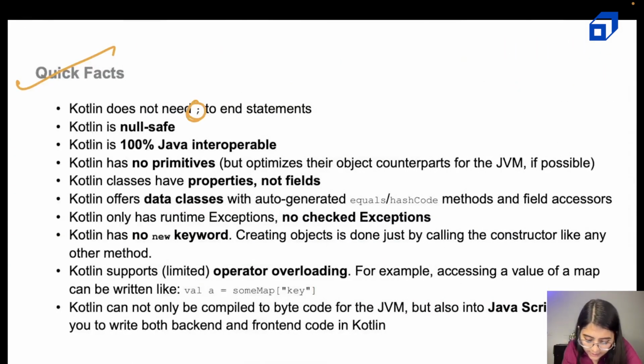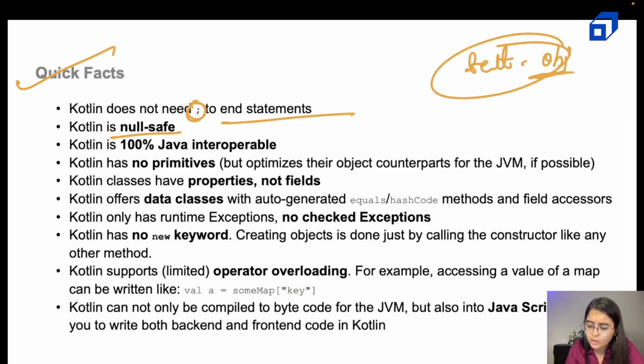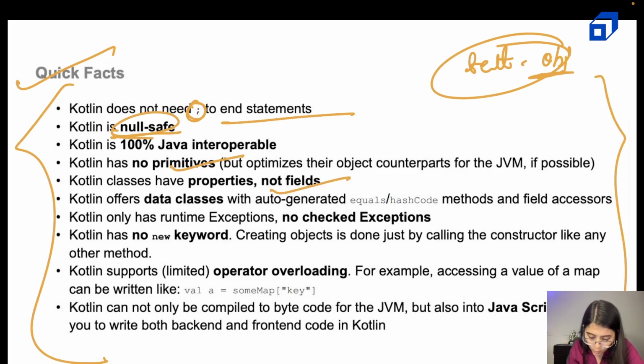Kotlin does not need a semicolon to end statements. You would have noticed by now. It is null safe. In Java, if you have experience writing code, if we call something which has a null value, like test.object, and something is null, it will throw a null pointer exception, and that will crash your application. So Kotlin is null safe, and it has no primitives. You can take a screenshot of this and study the quick facts about Kotlin from here.